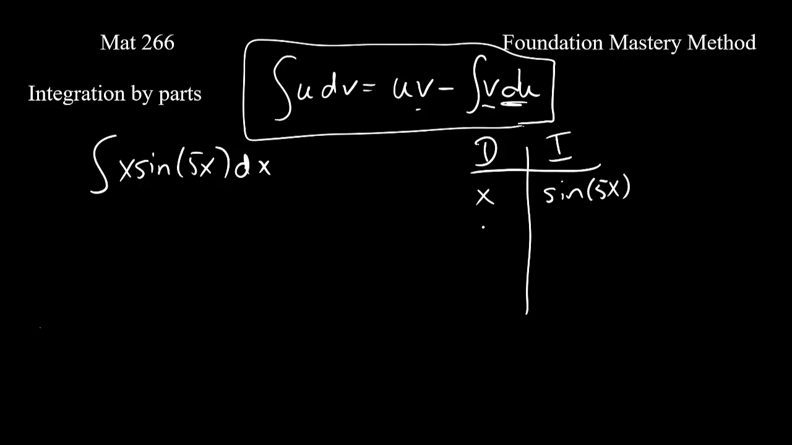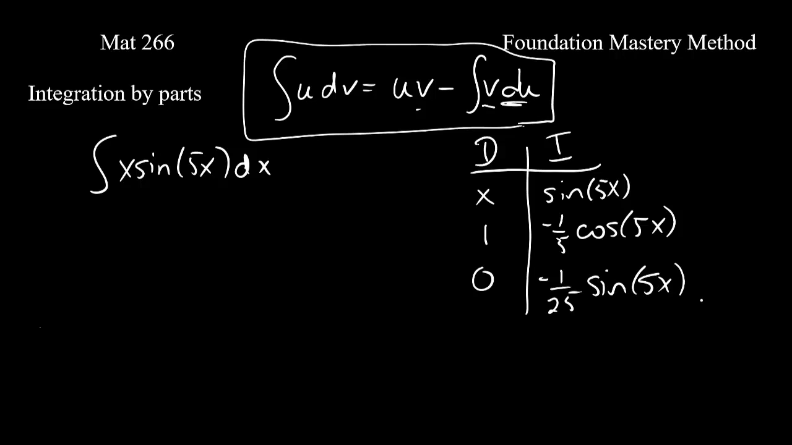And now in this column we take derivatives, so the derivative of x is 1, and in this column we're integrating, so the integral of sine of 5x is minus 1/5 cosine of 5x. And then we repeat this process. Now the derivative of 1 is 0, and here if we were to integrate, we would have minus 1/25 sine of 5x.